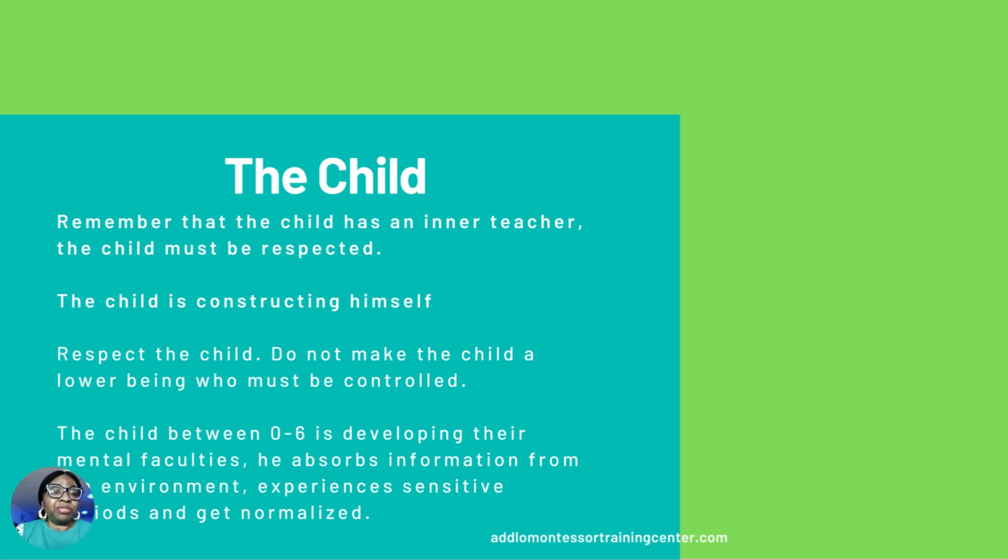The child between 0 to 6 is developing their mental faculties. He absorbs information from the environment, experiences sensitive periods, and gets normalized. So we're talking about what is going on within this child.